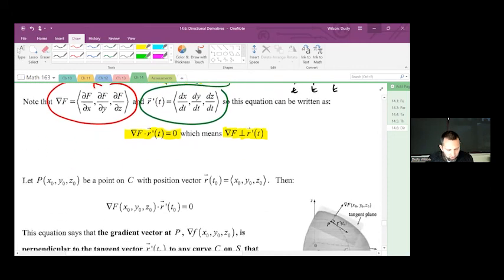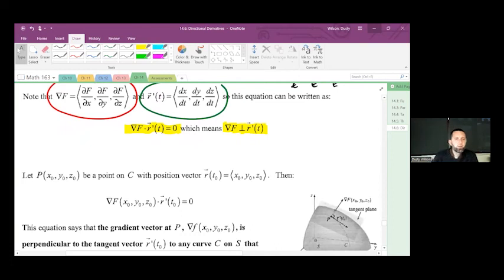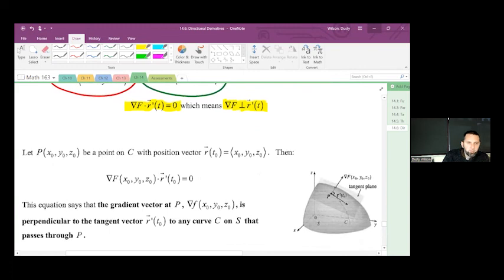So continuing on, if we let P, the point x naught, y naught, z naught, be a point on C with position vector r of t naught equal to the vector x naught, y naught, z naught, then here's our relationship. We know that r prime of t is always perpendicular to the gradient. So in particular, this is true for all t.